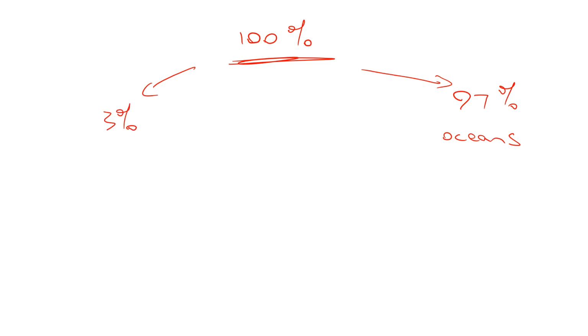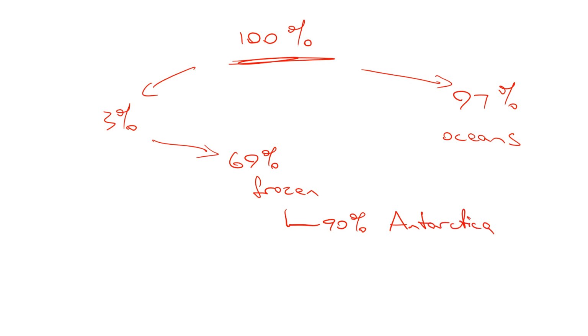So where is all this stuff? Actually, two-thirds of this stuff is frozen. So of that 3%, 69%, so roughly two-thirds, is frozen. So where do we find this frozen water? Well, mostly in Antarctica. 90% of the frozen water on Earth is in Antarctica. It's a big place, Antarctica. Another 9% is in Greenland, because Greenland is icy and Iceland is lovely and green. But anyway, so 9%. And then it leaves us 1%.